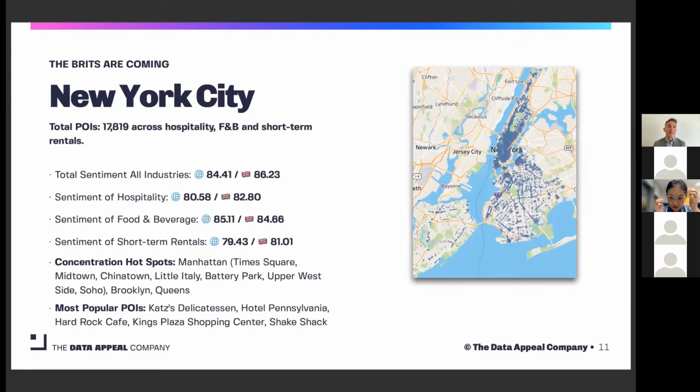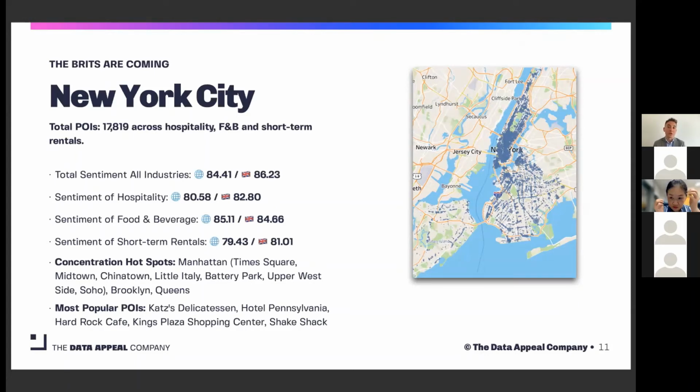You can see that there's also sentiment allocated to the hospitality industry, another to food and beverage, and another one to short-term rentals. Again, once we can see attractions coming up, like the Statue of Liberty or whatever else it might be, we can start allocating those, of course, or any other thing that you might want allocated on a map. So as you can see on the results, you can see the concentration of the hotspots.